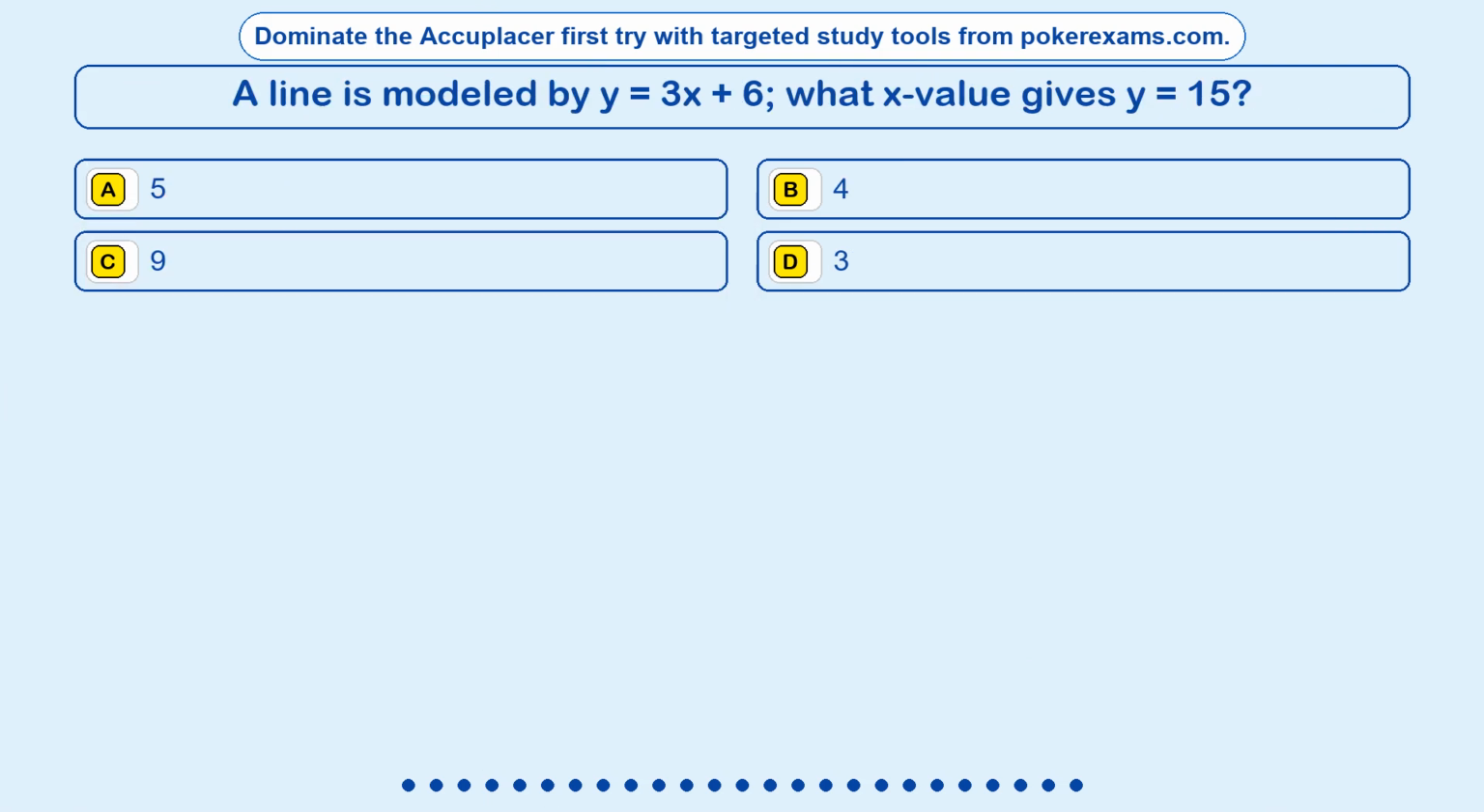Question 7. A line is modeled by y equals 3x plus 6. What x value gives y equals 15? Option A, 5. Option B, 4. Option C, 9. Option D, 3.